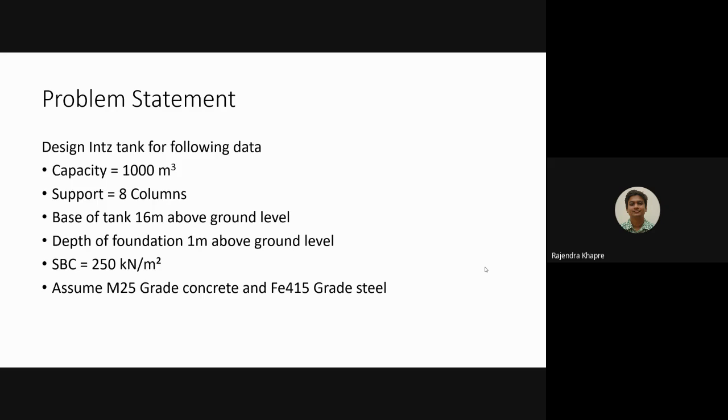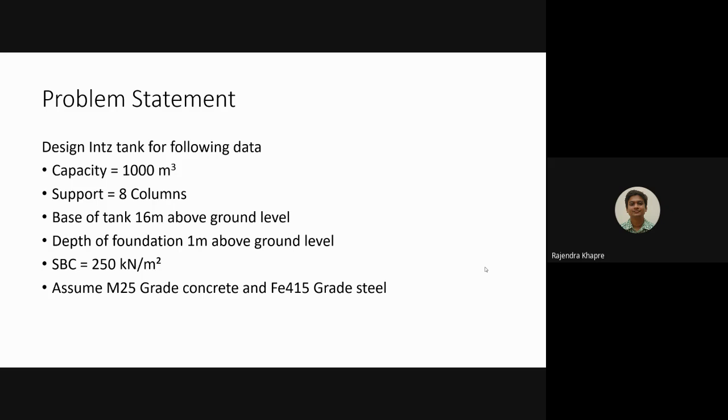And at 1 meter depth, the SBC of the soil is obtained. We can see that the SBC is, let us say, 250 mm. As far as grades are concerned, we are using the least possible grade, that is M25 concrete and Fe415 grade steel. So this is the basic information based on which we have to design the foundation part. Sorry, not foundation, Intz tank.